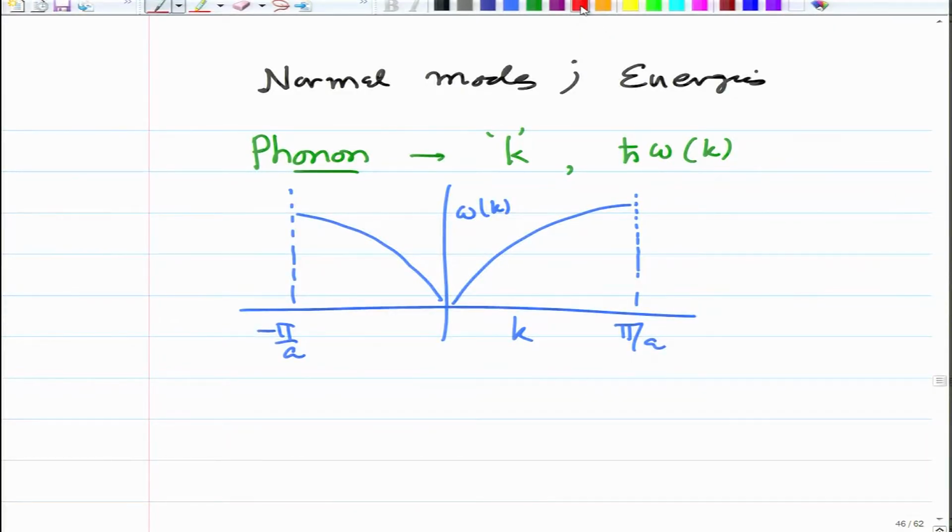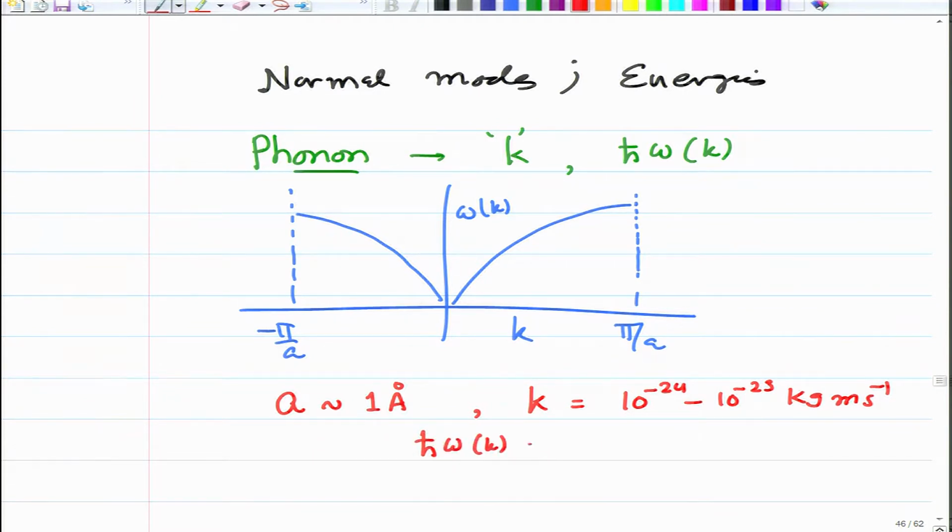For that, let us again have a look at the energies and the momenta that we are talking about. A is of the order of 1 angstrom, corresponding K comes out to be 10 raised to minus 24 to 10 raised to minus 23 kg meter second inverse, and the energy of a phonon h cross omega K comes out of the order of 0 to 10 MeV.